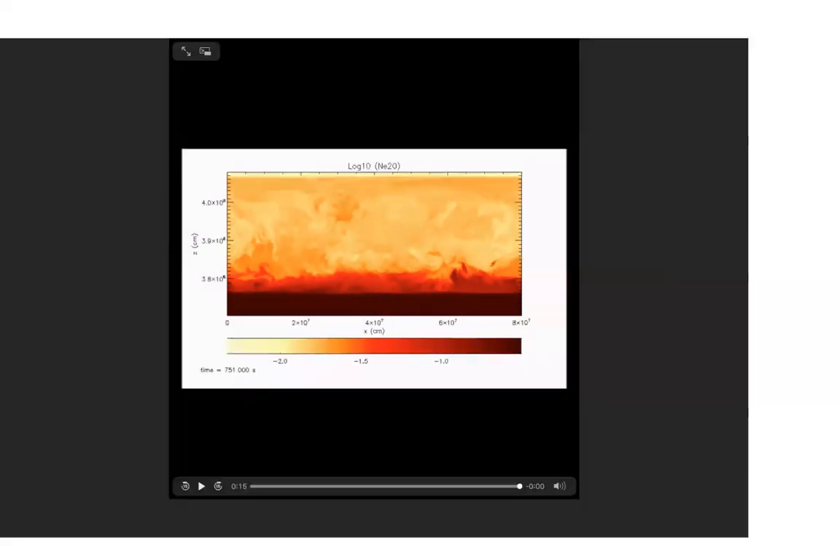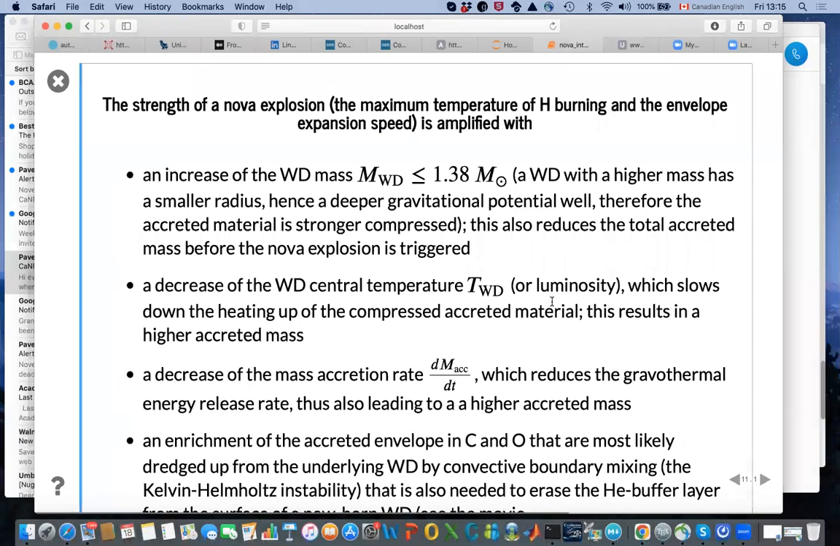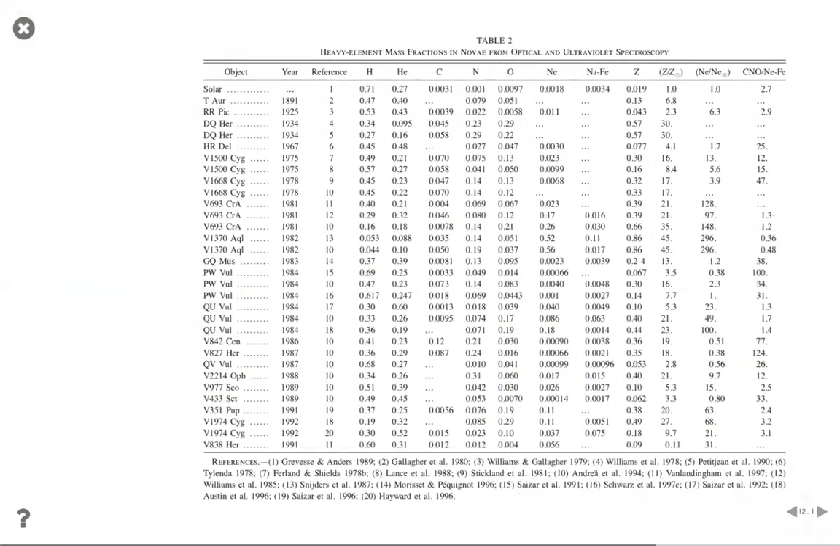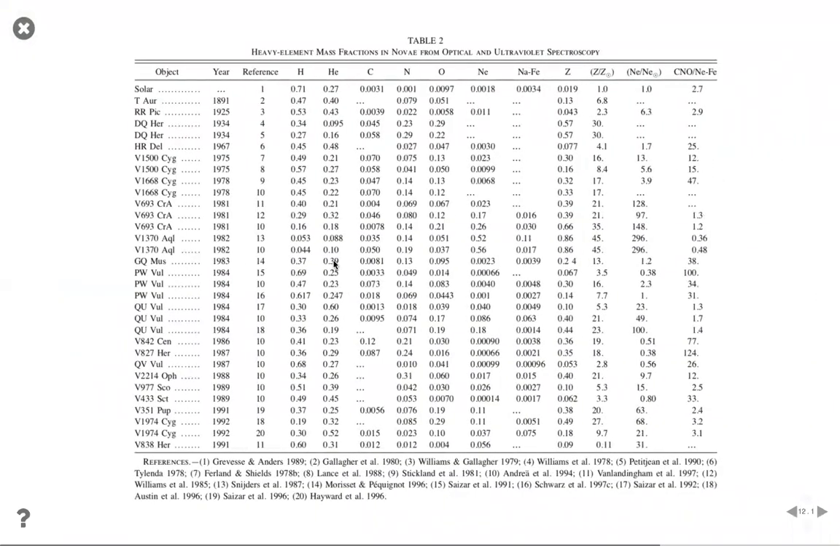Okay, so now let me go here. And this is Table 2 from the paper that I mentioned before. On one of the previous slides, I provided a link to the paper where you can find this Table 2. And it shows, as you can see, mass fractions in nova ejecta from optical and ultraviolet spectroscopy.